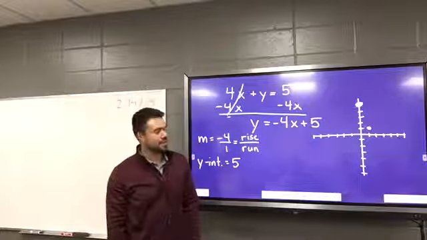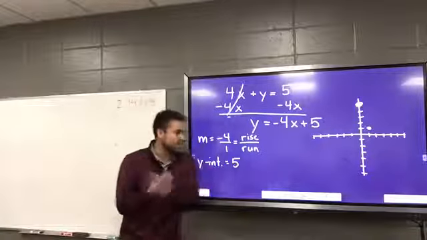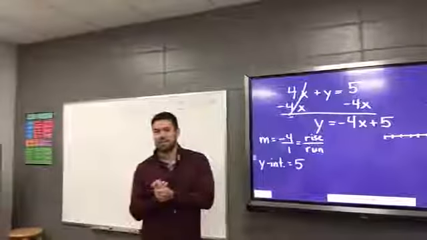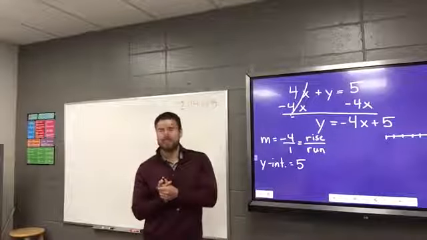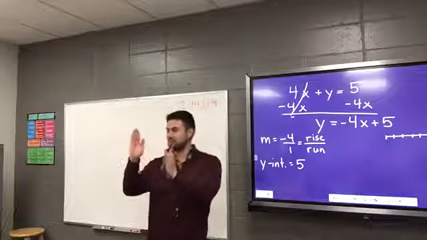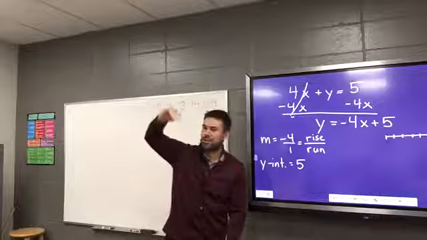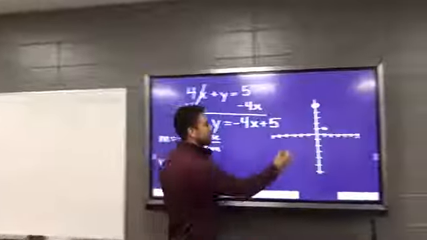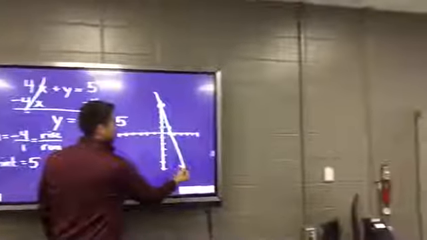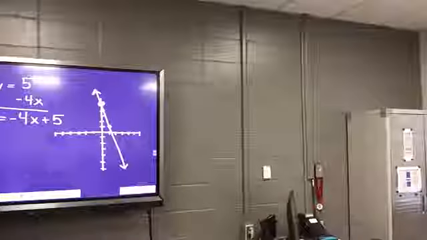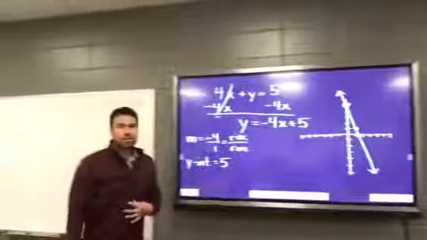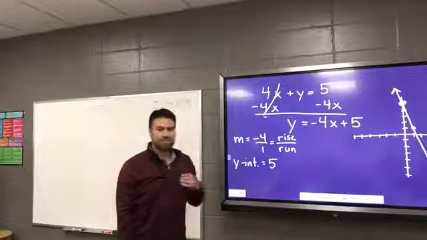And I'm thinking to myself, I don't know. What's your slope? Negative 4. What do I know about this graph? It has to go down. And does it go down now? Yes, it does. Okay.